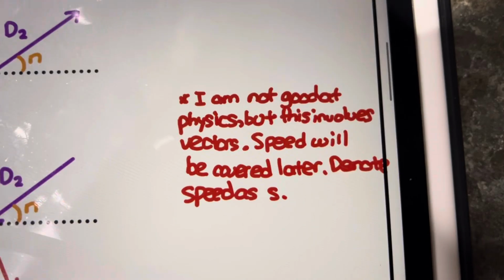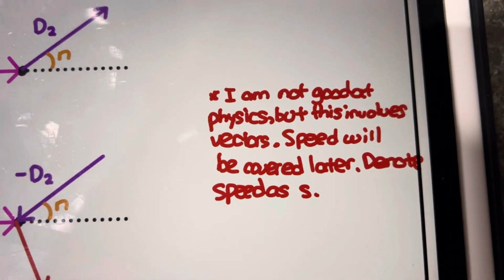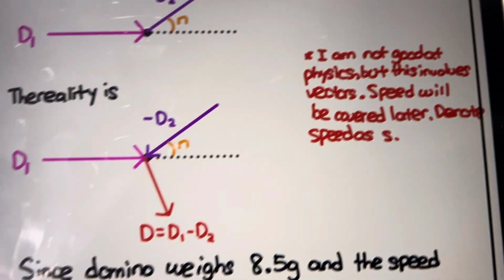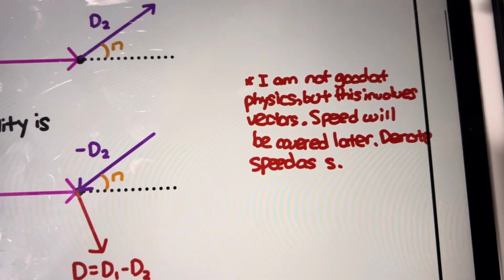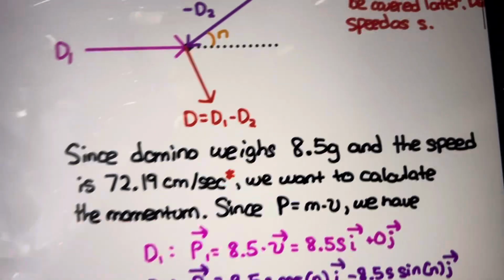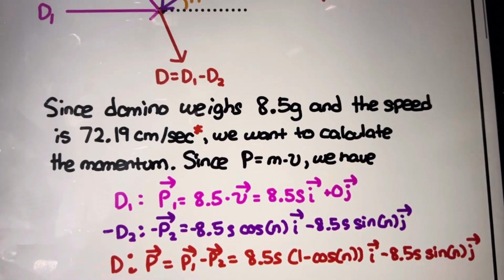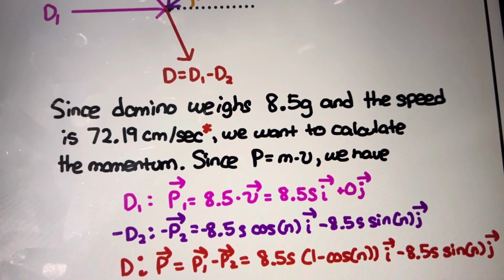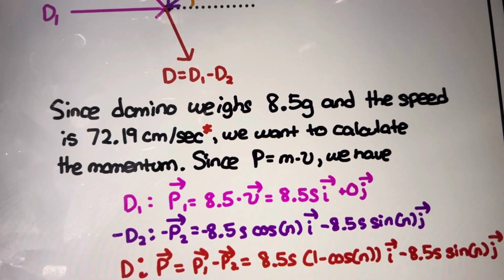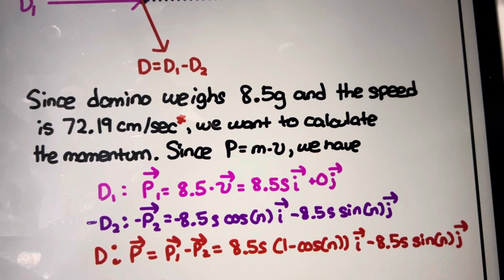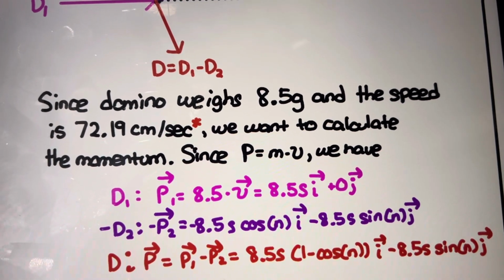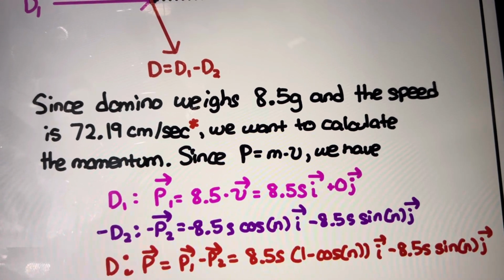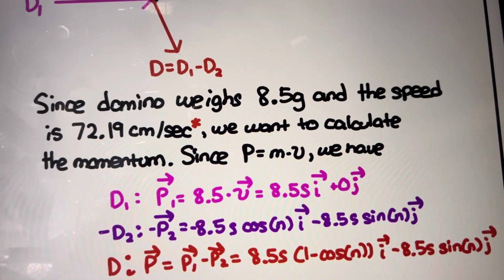And this is a footnote here. I'm not good at physics, but this involves vectors. I also discovered the speed, which will be covered later. Now, for the sake of brevity, denote speed as s. Since the domino weighs 8.5 and the speed is 72.19 centimeters per second, which I calculated, the idea here is that we want to calculate the momentum. If you have a higher momentum, it's difficult to change direction.